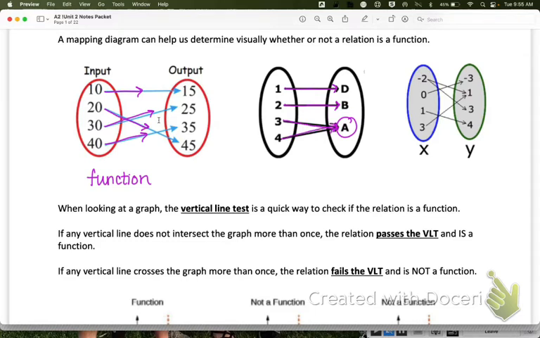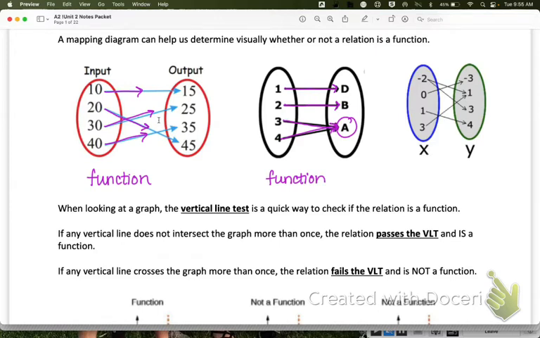So even if I pick 3 or 4, I know what the answer is going to be every time. There's only one arrow, one path from 3. You can only go to A. From 4, you can only go to A. And so that means that this one is also a function.